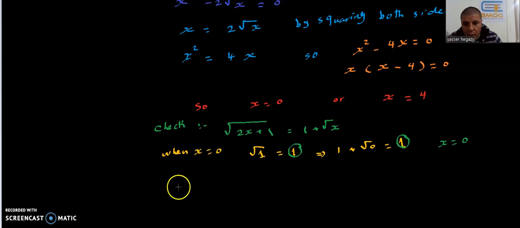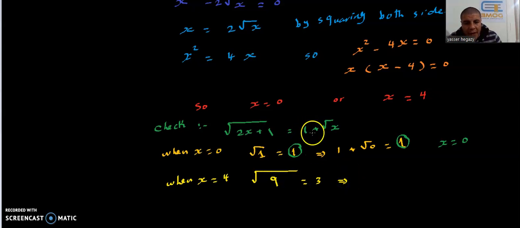The second, when x is equal to 4. So when we substitute, 2 multiplied by 4 equals 8, plus 1 equals 9. So the square root of 9 is equal to 3. Here is the left hand side. And 1 plus the square root of 4, which is 1 plus 2 equals 3. Now we have here 3 and 3.